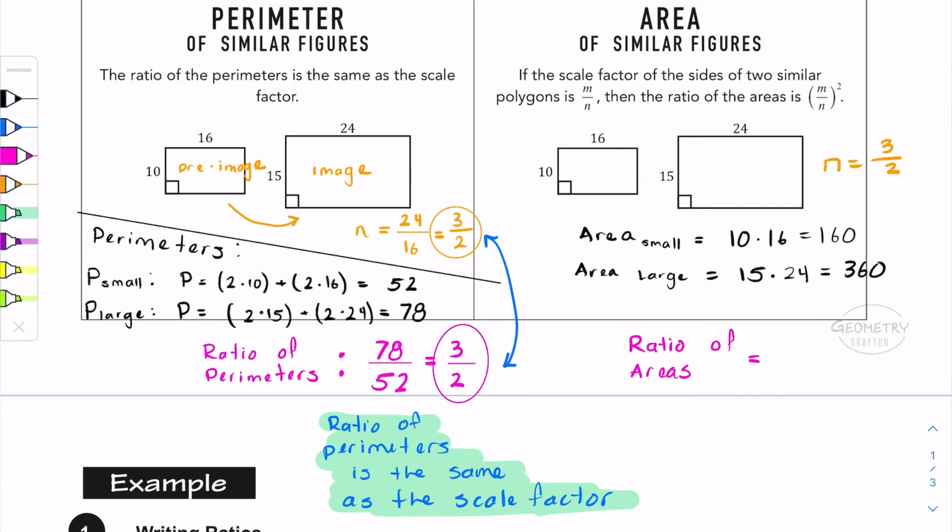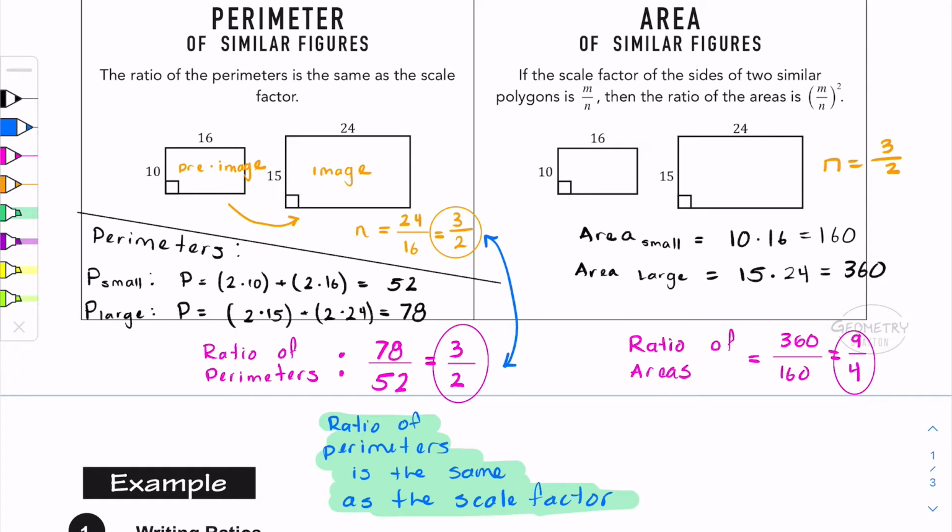So a ratio of the areas would be the numerator of the image, which is 360, divided by 160. And we need to find what number goes into both of these. So let's see, both of these have a factor of 40. So 360 divided by 40 leaves you with a value of 9, and 160 divided by 40 leaves you with a value of 4. Okay, so here is our ratio of areas.